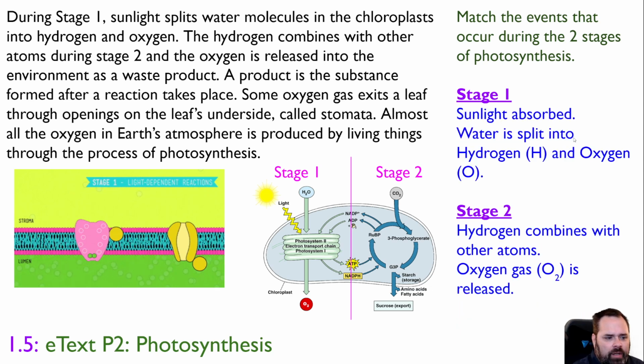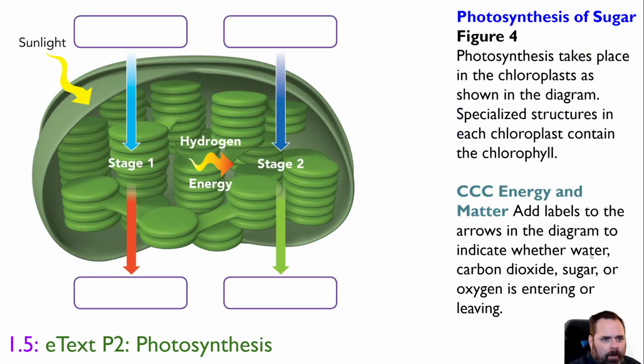So in stage 1, sunlight is absorbed, right? That light comes in. The water is split into oxygen and hydrogen, right? In stage 2, the hydrogen is moved to stage 2, and it combines with the other atoms, right? The oxygen gas is then released, and sugar is made. So, we've talked about this a bunch.